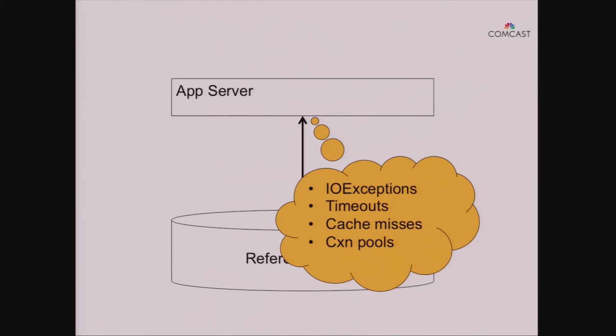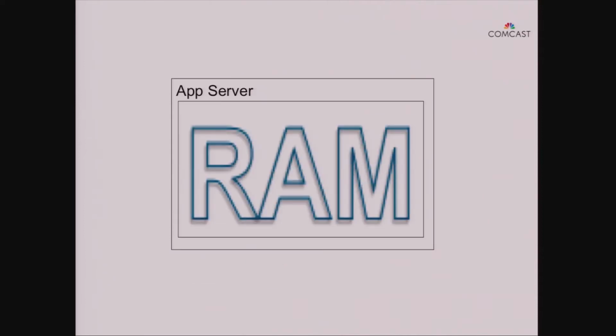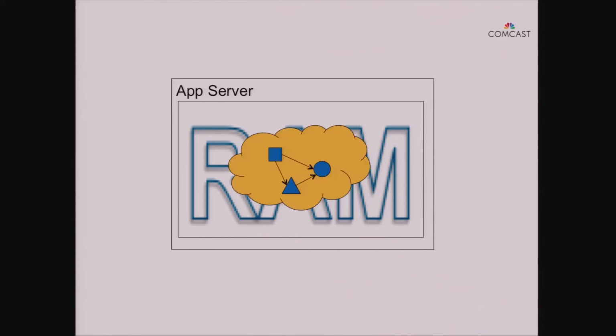So this is what led us to say, well, look, maybe there's a better way. What's the model that we really want? Okay, I've got my application server. As we just saw, it's got a ton of RAM available. And so what do I want? Well, I want my reference data right there, in memory, in native data structures, in the way that I want to access it.